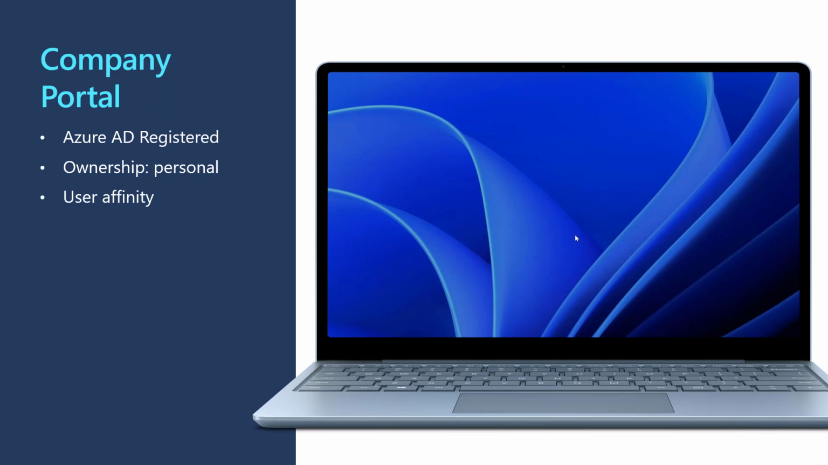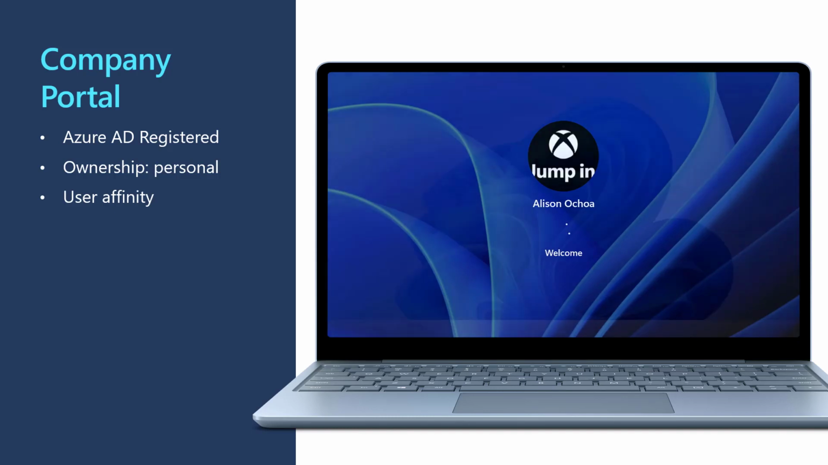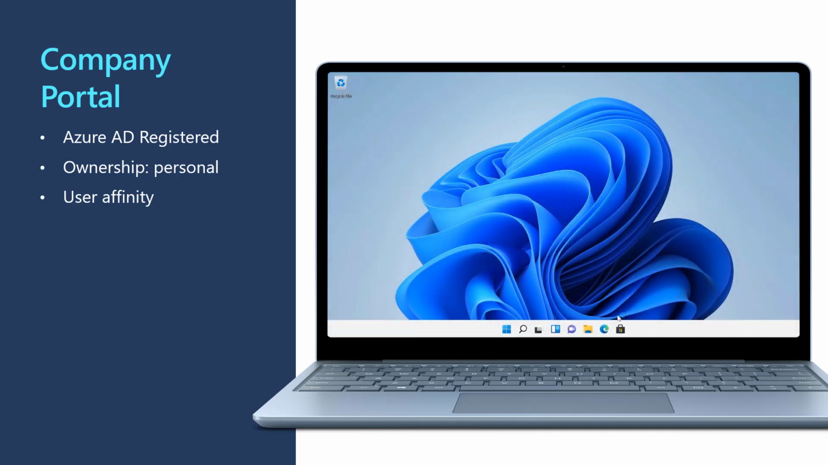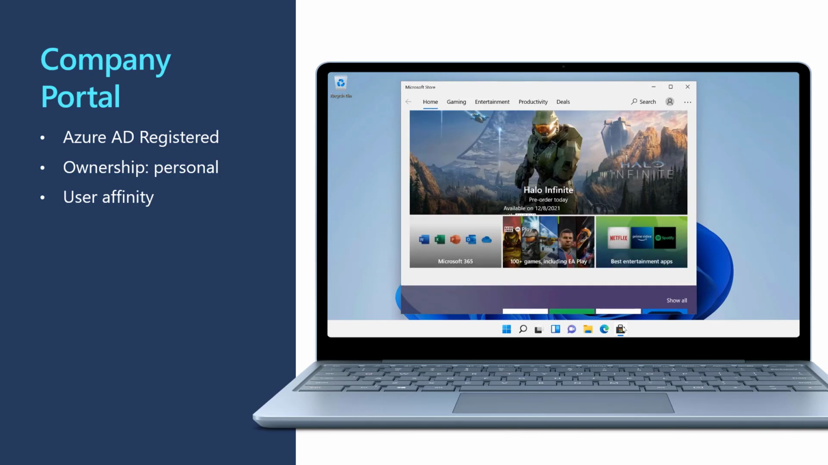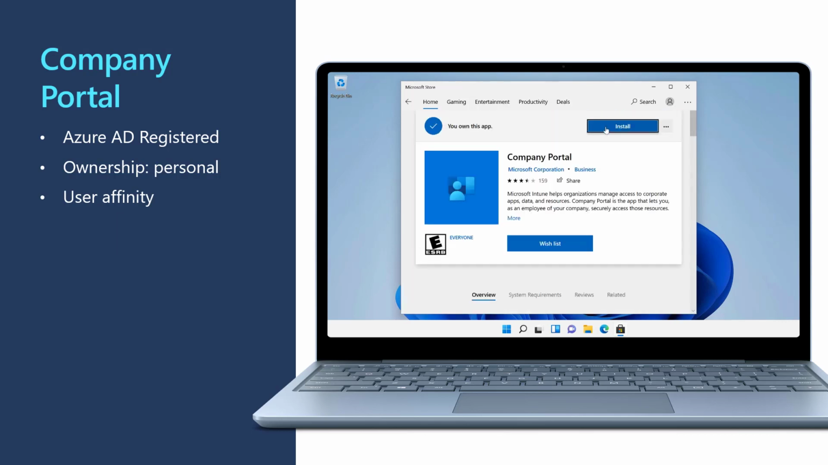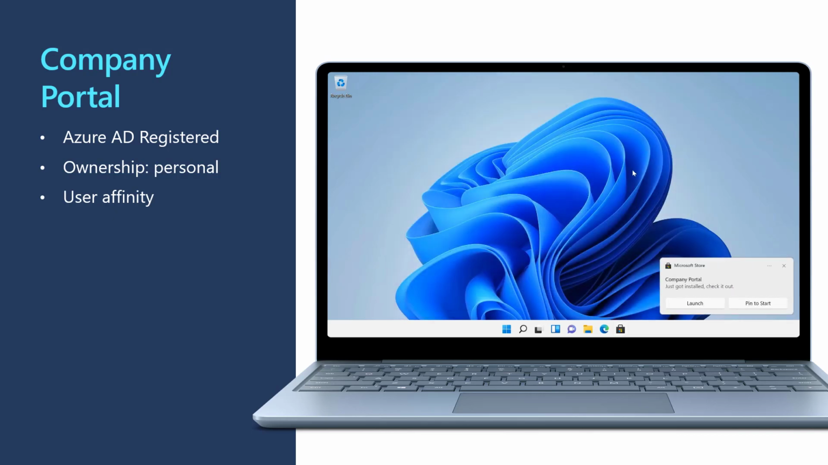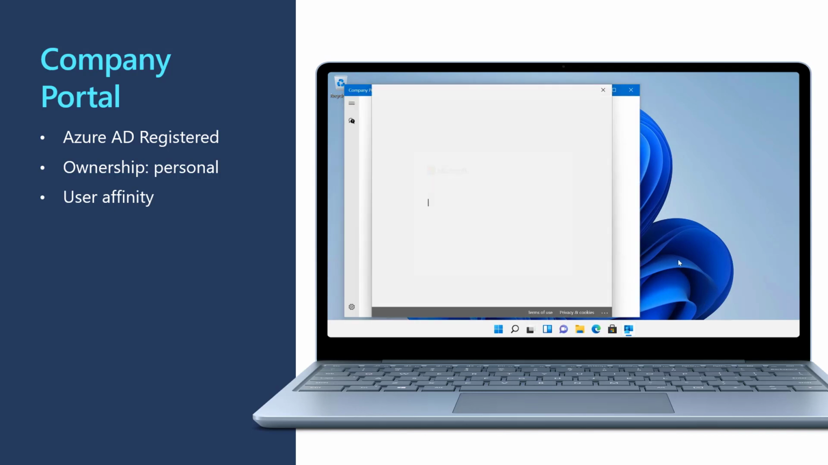And this brings us to the third and last walkthrough for Bring Your Own Devices. In this case, the enrollment into Intune will be done using Company Portal. Alison signs in to her device using her Microsoft account and opens the Microsoft Store. Here she's going to search for the application Company Portal, and she will install the application. Once the application is installed, Alison opens it and she authenticates.